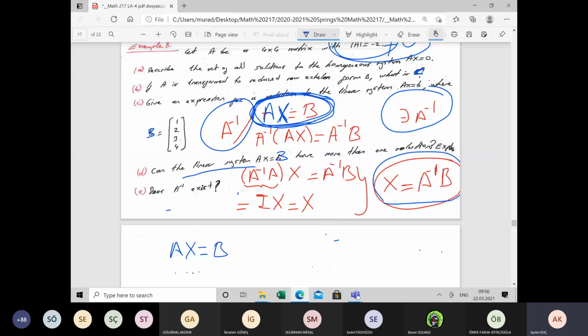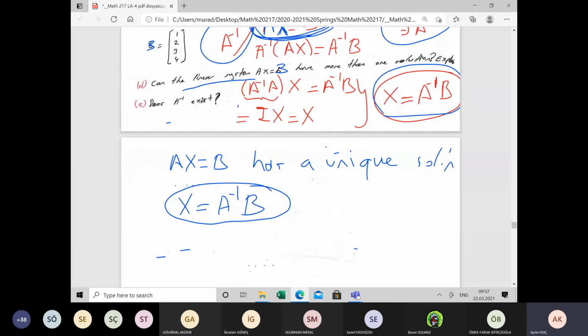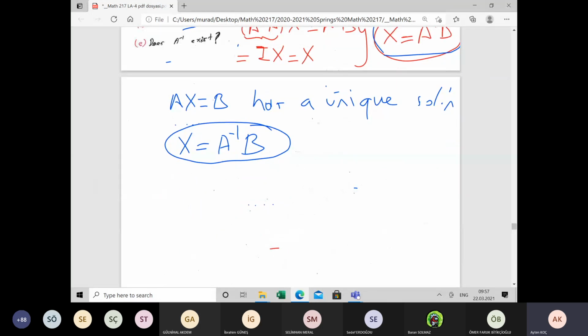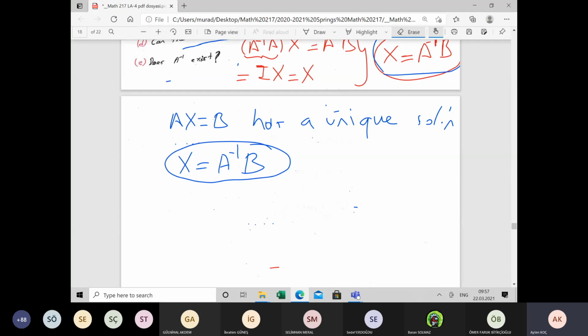It has a unique solution. And what's the solution? X is the inverse of A times B. This is because A is an invertible matrix, since the determinant is not zero. So the inverse matrix is unique, and B is unique, so this product, the inverse of A times B, is unique. So X is unique. It has a unique solution, and this is the solution.